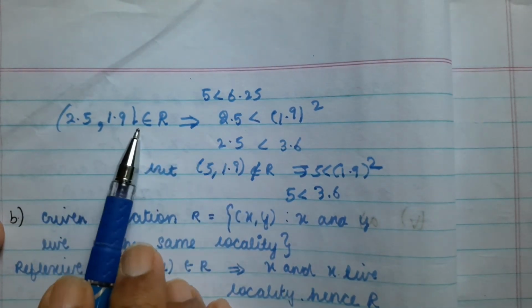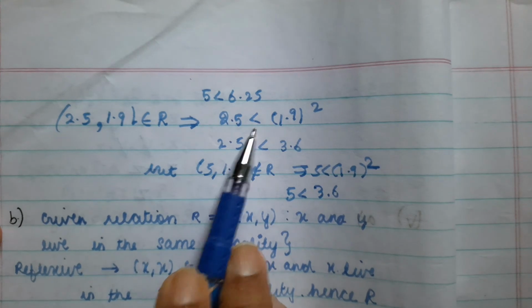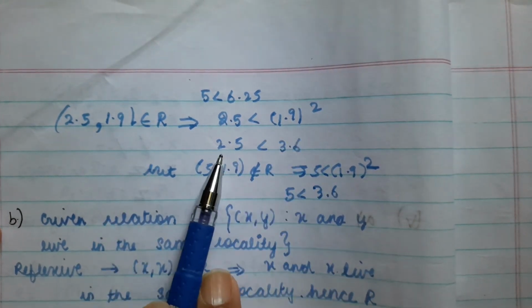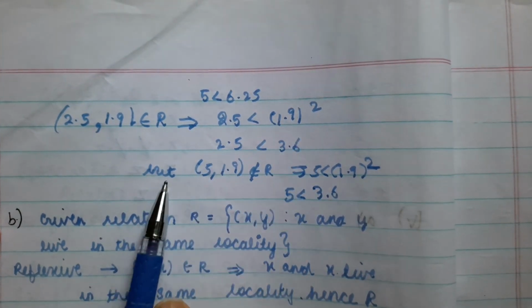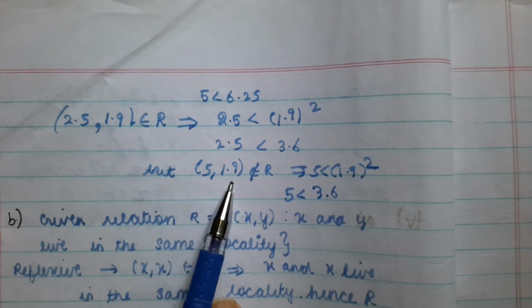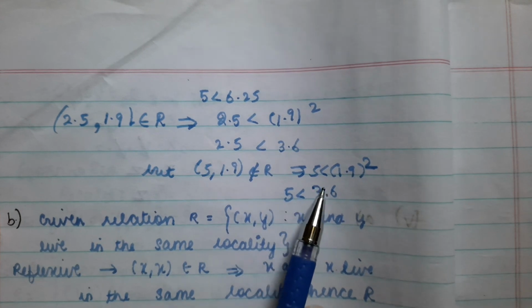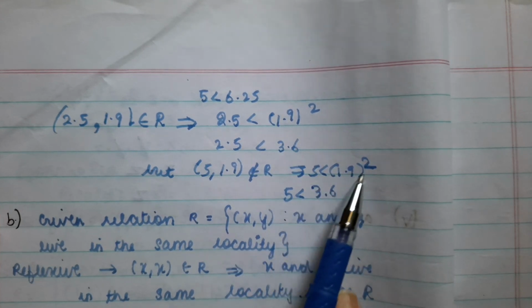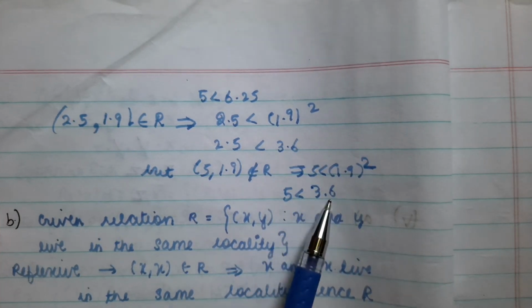(2.5, 1.9) belongs to R. 2.5 less than (1.9) whole square. So, 2.5 less than 3.6. But (5, 1.9) does not belong to R. Therefore, 5 less than (1.9) whole square. So, 5 less than 3.6.